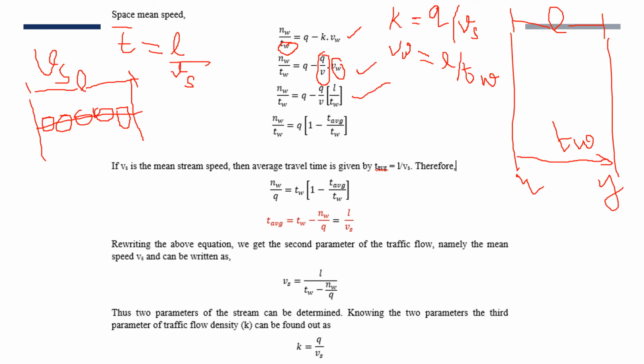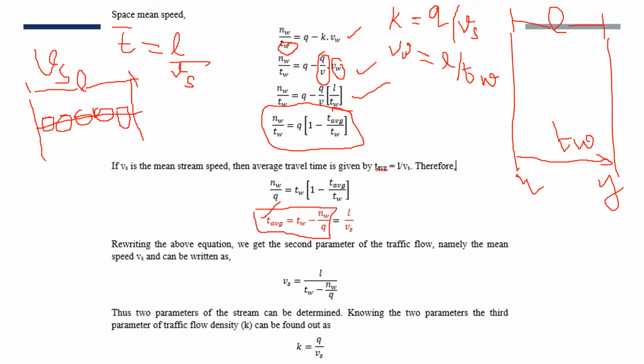So that is Q into 1 minus T average by TW. So if we rewrite this, we may be in a position to get T average is equal to TW minus NW by Q. So if we get flow, you are in a position to calculate T average.